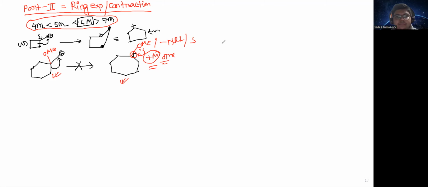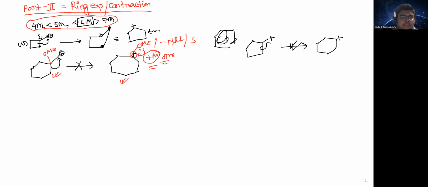Another example: suppose there is a five-member ring and one CH2 plus. Will it undergo rearrangement to a six-member ring plus? Yes, it will occur, because in the series the six-member ring is susceptible to form from the five-member ring after rearrangement, because it is more stable. If there is one OMe group, then it is more feasible. If the OMe group is here and this carbon comes here, this is more stable. It will again occur, obviously.